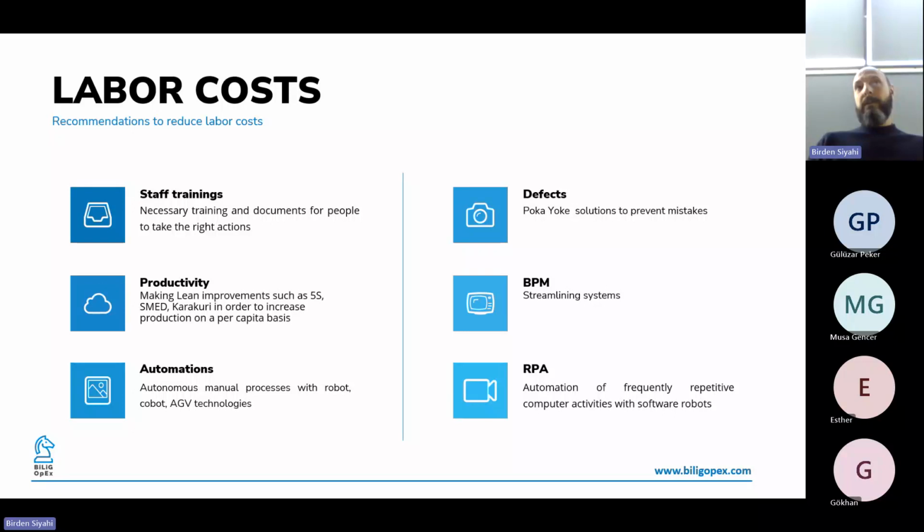So, as I said, MUDAs in the beginning. Movement is also a MUDA, or transportation also is a MUDA. So by using those digital technologies like robots and AGVs, even drones, you can do those activities by machines, not only people as well. You can use poka-yoke solutions to prevent mistakes for the labor cost.